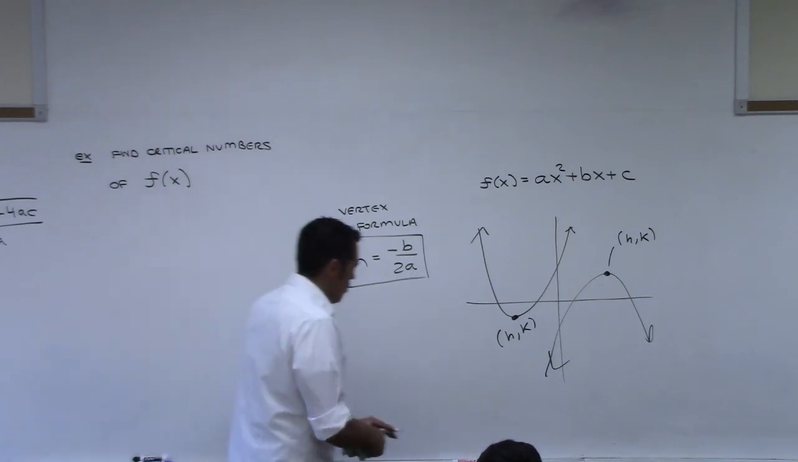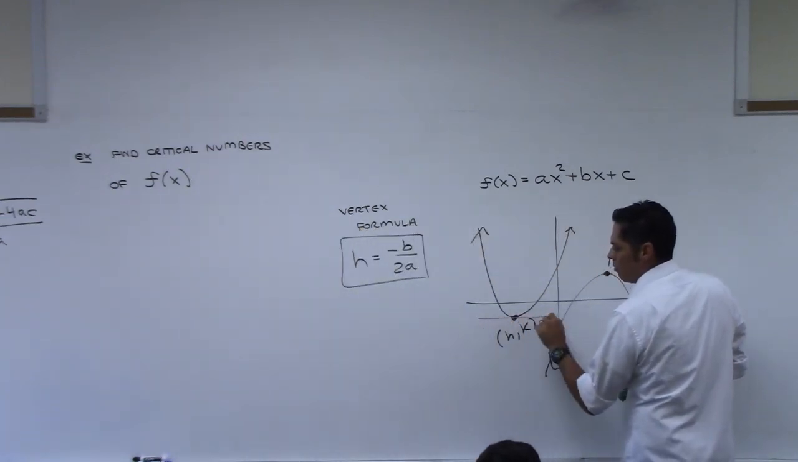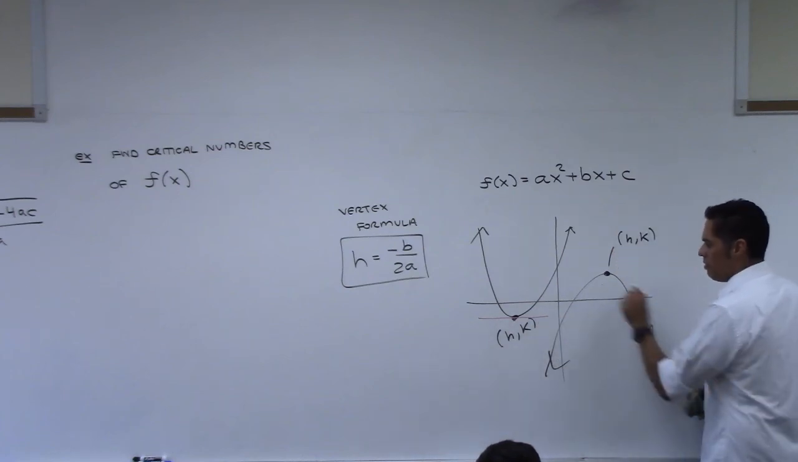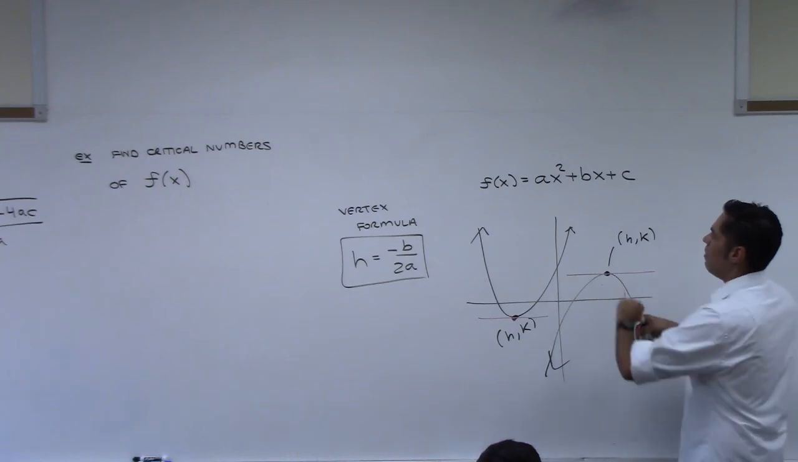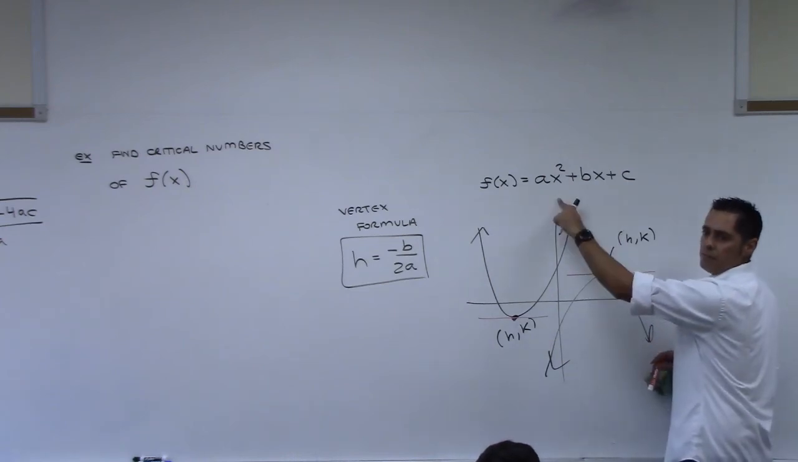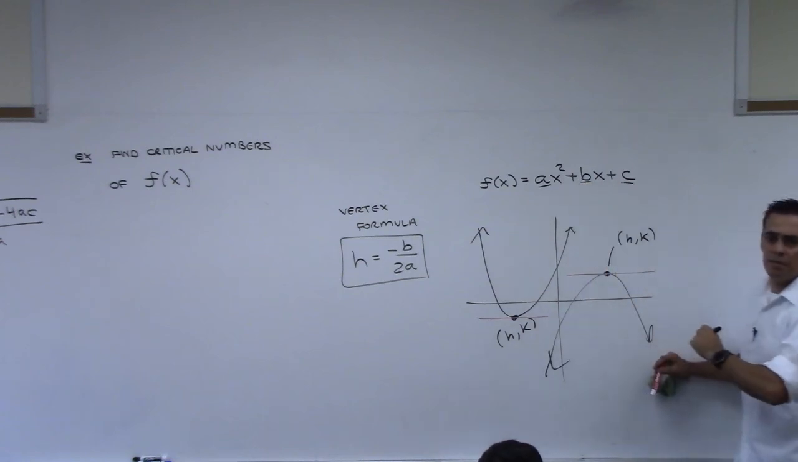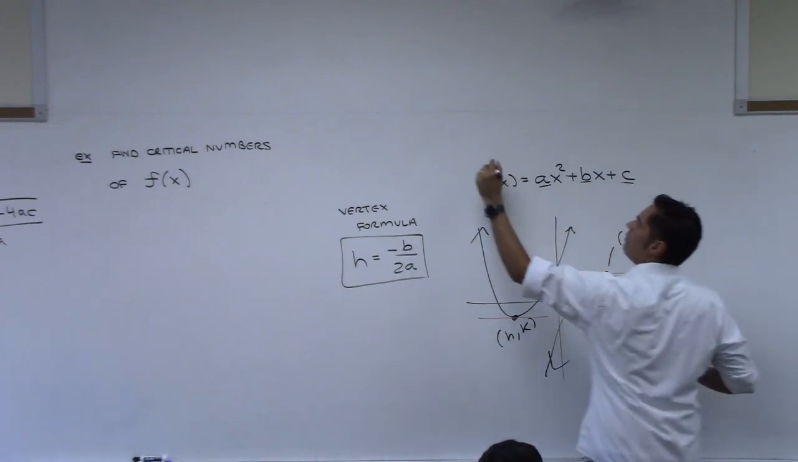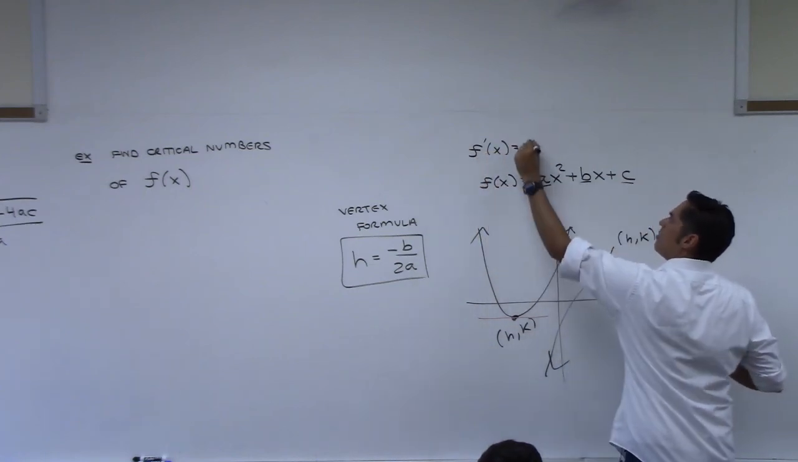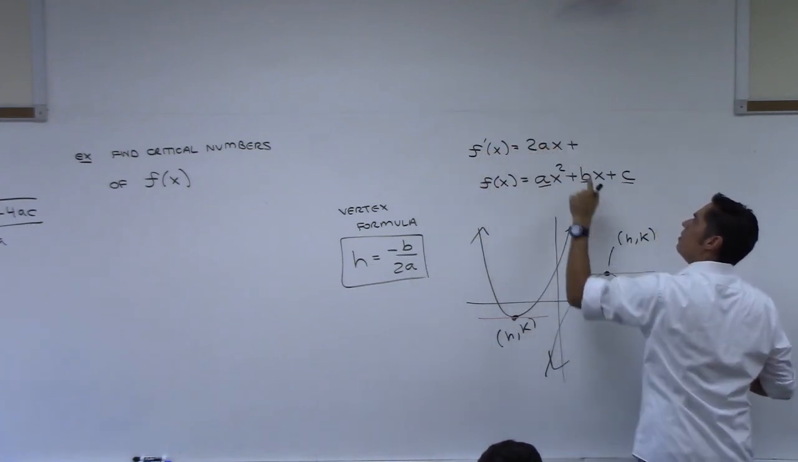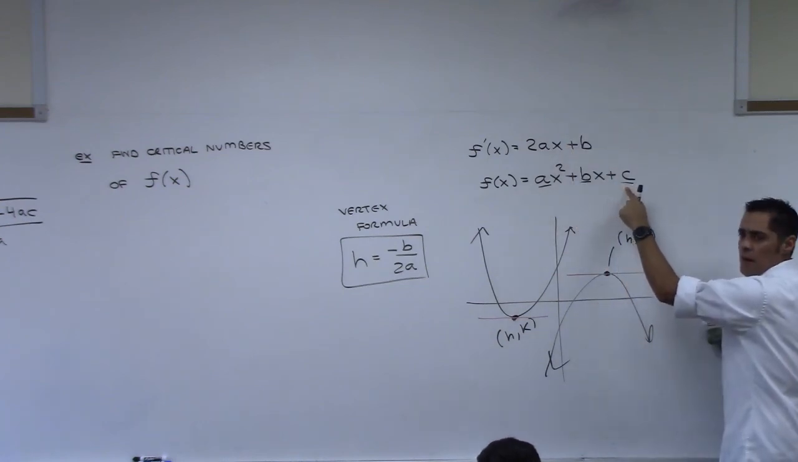So what would the slope of the tangent line be here at this point? 0, right? So what if I asked you right now to take the derivative of this? Remember, a, b, and c are constants. So what would the derivative of a parabola be? The 2 would come down, so 2ax plus b, and the derivative of the constant c would be 0.